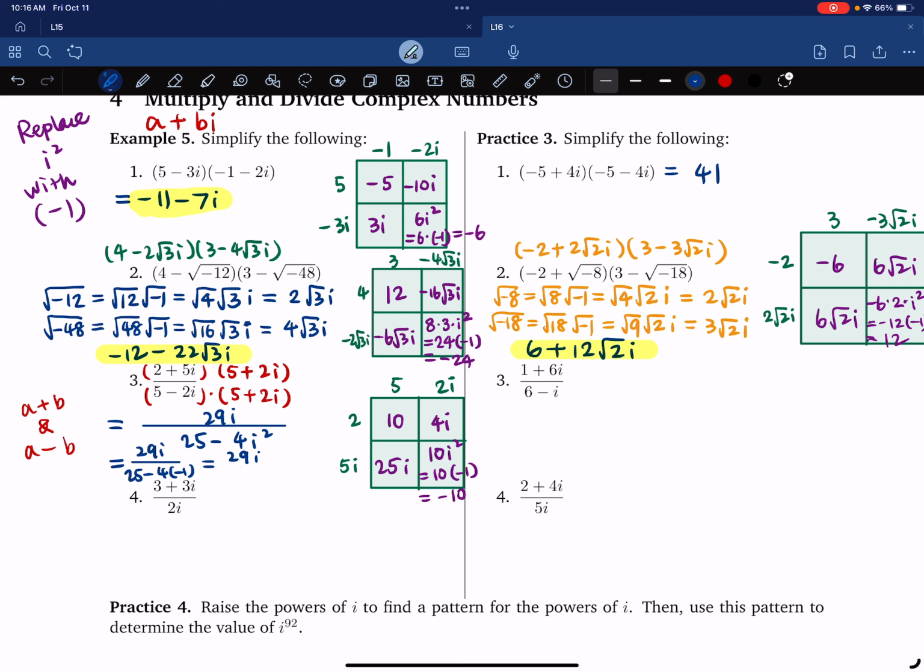So this expression becomes 29i over 29. 29 is a common factor. We can cross it out. We get i as the final answer.